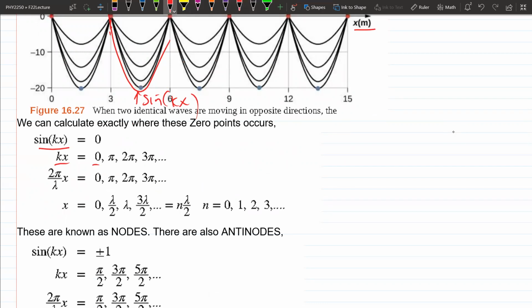Now you're making everyone hungry, around lunchtime. So any multiples of pi, sine is actually 0.